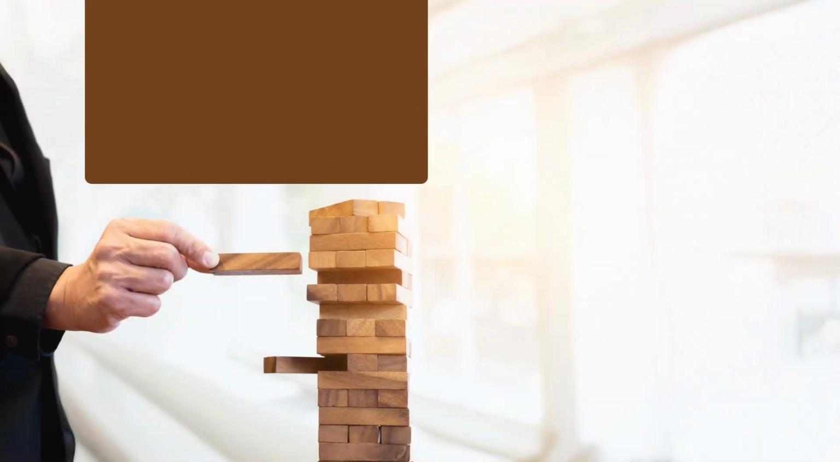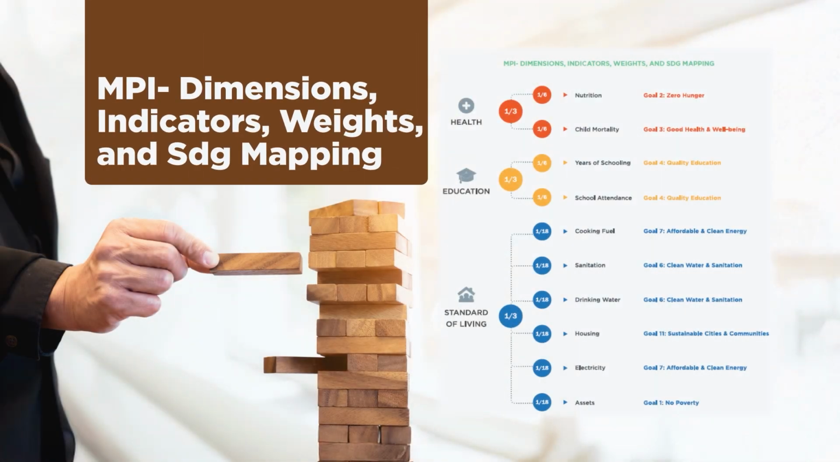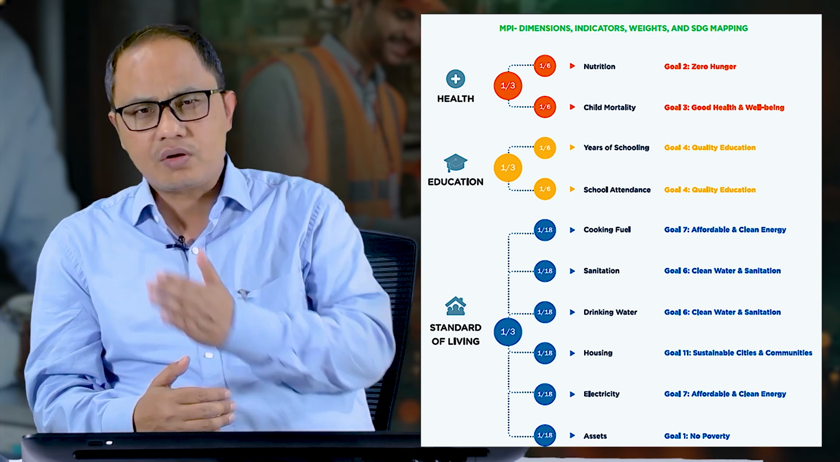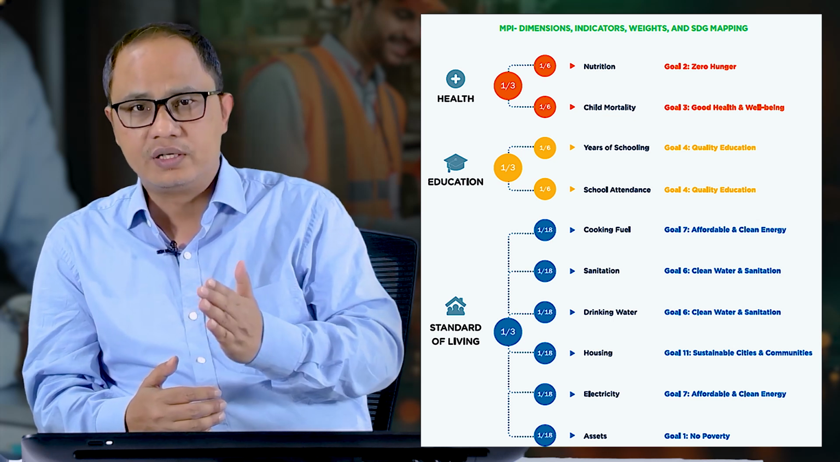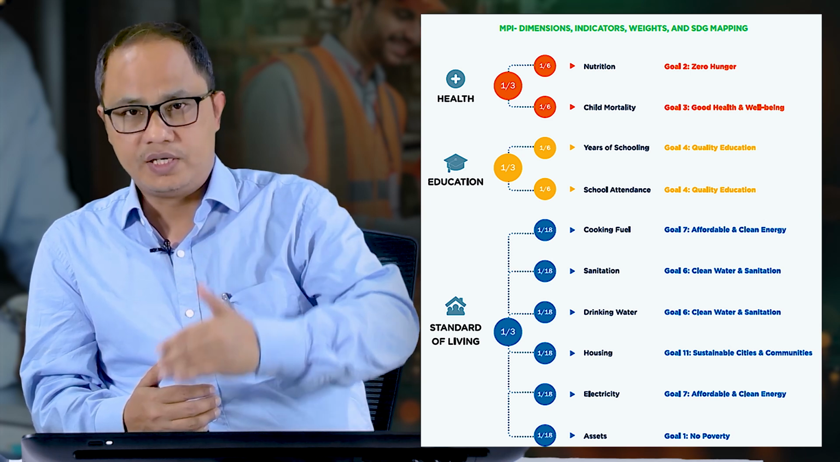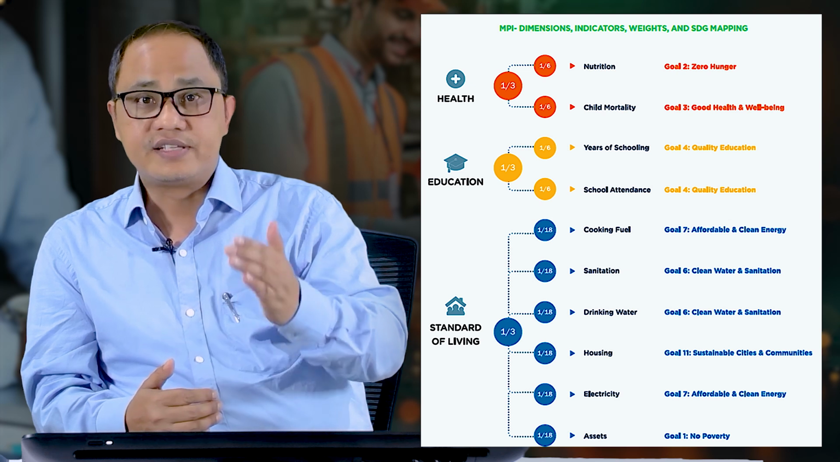When we look into SDG goals, one of the approaches we follow, like the global indicator framework, is the multidimensional poverty index, to look into different dimensions of different goals, and the indicators, weightage and SDG mapping. In that we have looked into 3 dimensions: health, education, and standard of living. Not only this Goal 1, if you look into health, we have 2 important indicators. One is nutrition and child mortality.